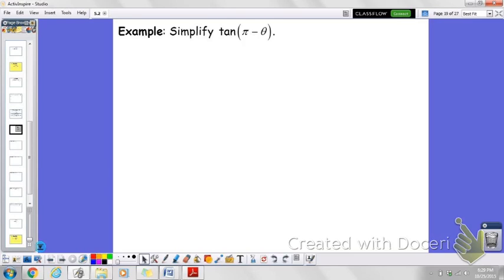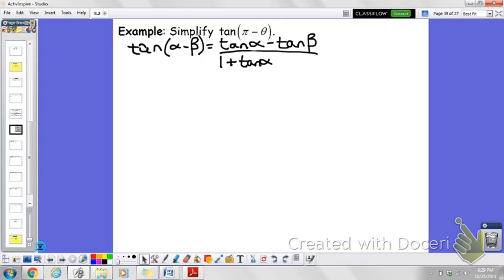For this example, we will use the difference formula. The difference formula for tangent is, if we have the tangent of alpha minus beta, it will be equal to the tangent of alpha minus the tangent of beta over 1 plus the tangent of alpha times the tangent of beta.